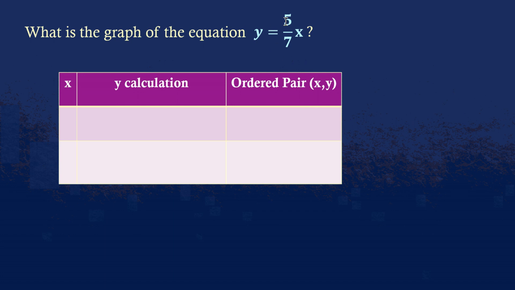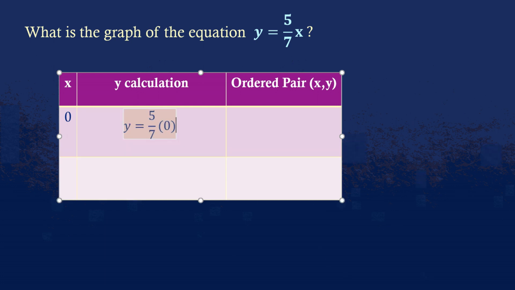Now, because there's a fraction involved, we want to be strategic about what we plug in for x to get the resulting y. Now, 0 is a good choice. In general, 0 is always a good choice because it evaluates easily, right? So y will equal 0, as anything times 0 equals 0. So my ordered pair when x is equal to 0 is 0, 0.